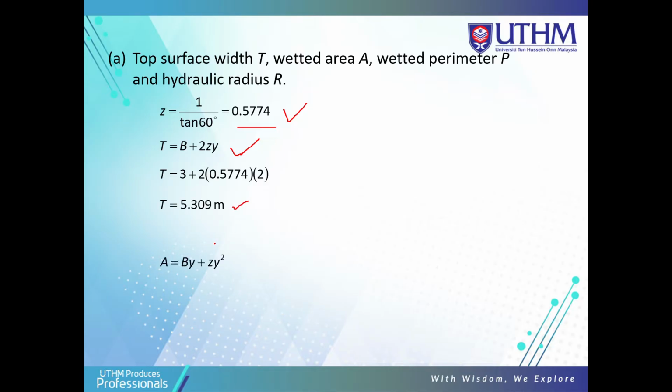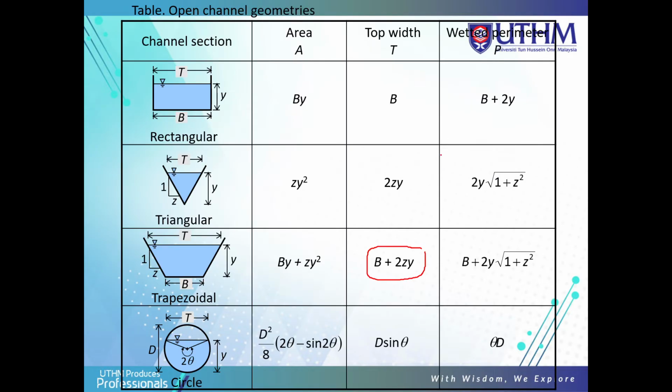Now you get the area. The area is also based on the table, based on the trapezoidal channel. Just put in the values here and you get the area. The value of the area is 8.309 square meters. To get the wetted perimeter P, you can also refer to this table, because we are using the trapezoidal channel.